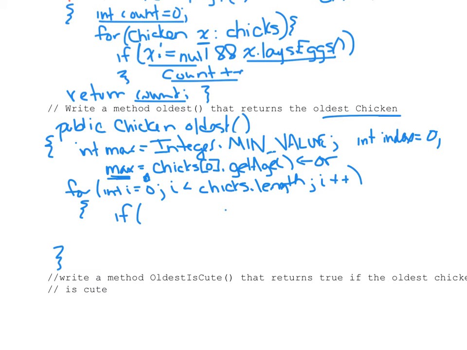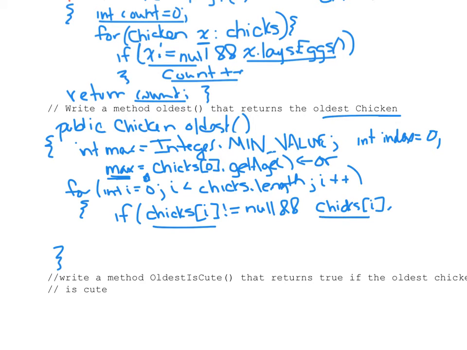So again, I'm going to check to make sure it's not null. So I'm going to check if chicks I is not null. This is just making it so that if it's not null, it's got something in it. It's making sure that when I'm checking chicks I dot, if this one is null, you get a null pointer exception. So it's checking to make sure that's not null.